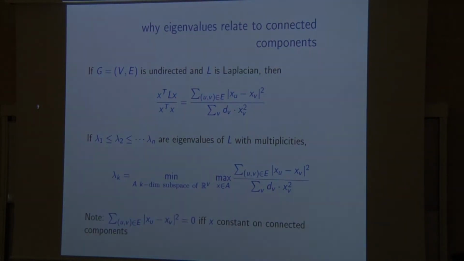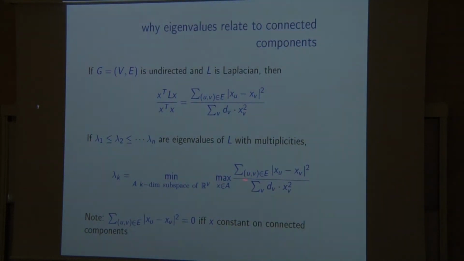Now think about the extremal case. All those quantities have to be greater than or equal to 0 because they are sums of squares, both in the numerator and in the denominator. And 0 is achievable because if you take a vector that is constant on each connected component, then all the differences in the numerator cancel out, and so you get 0. But that's the only way of getting 0.